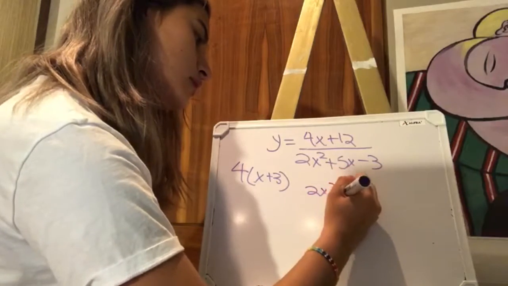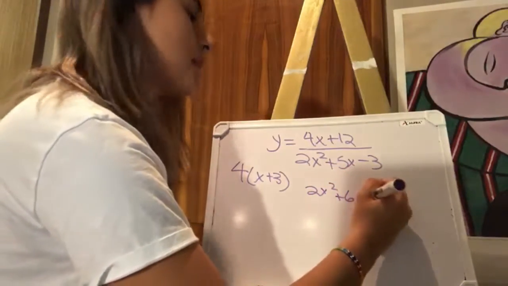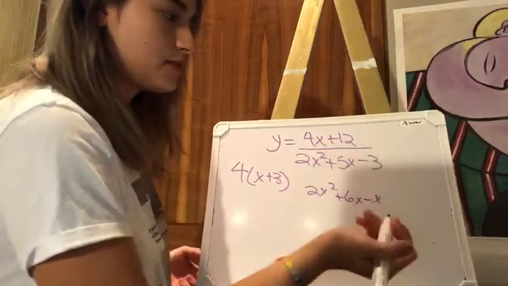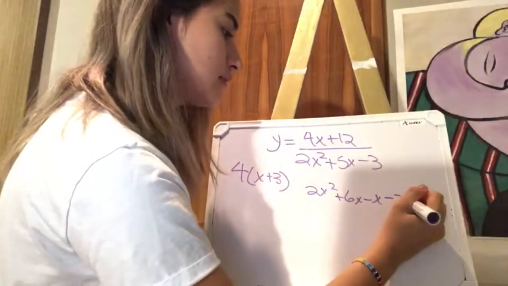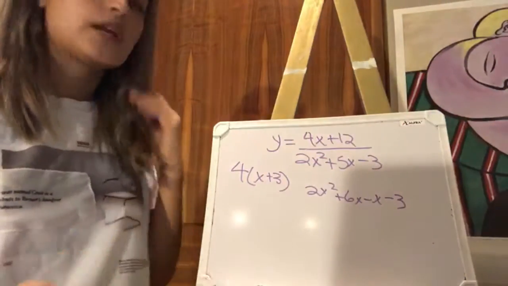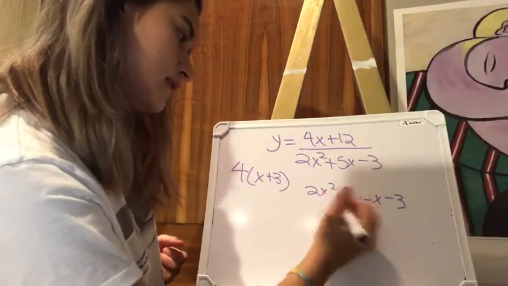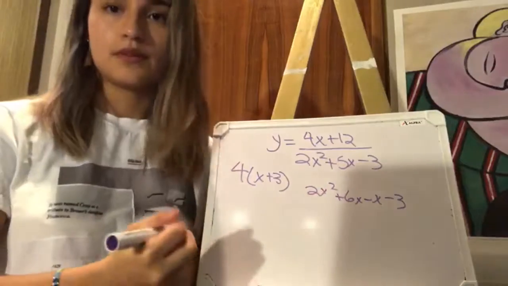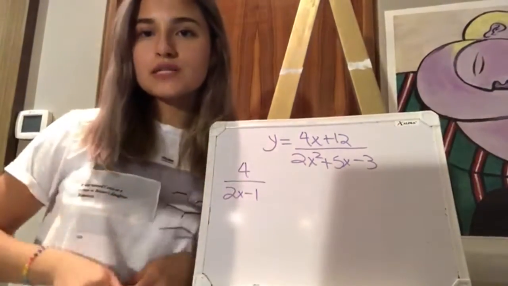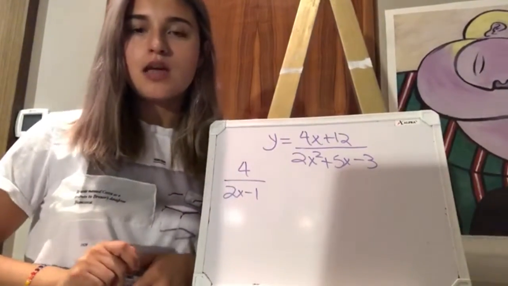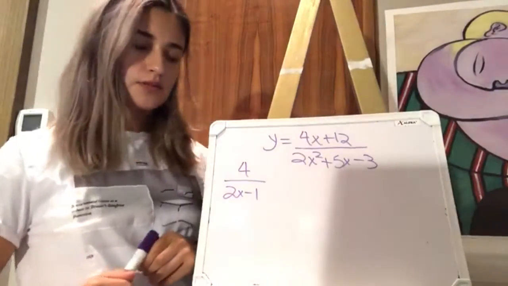2x squared plus 6x minus x, that's going to be a difference of 5, and then minus 3. From here we can factorize, and we are going to be left with the following. Once we simplify the function, it's going to be much easier for us to find the vertical asymptote.